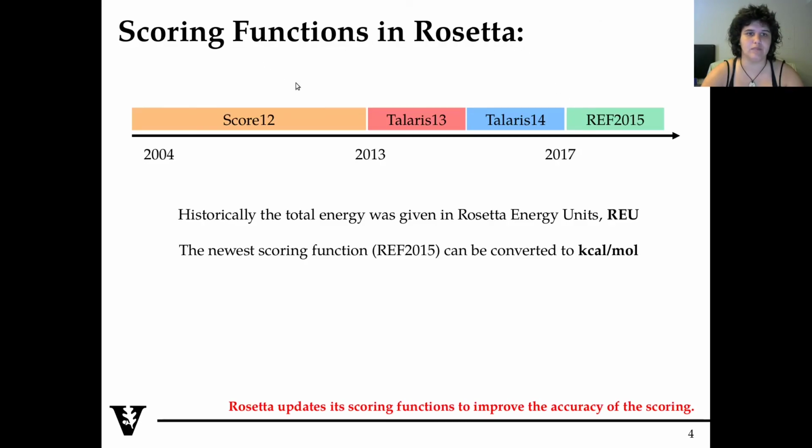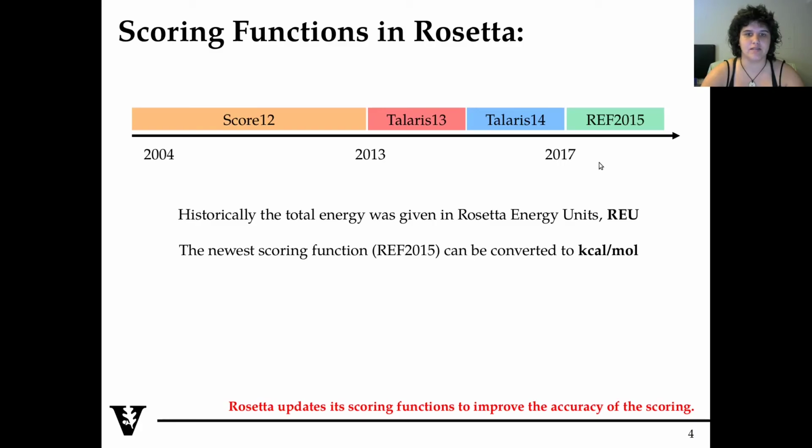Now, before going deeper into the scoring function, I want to give a little description of the history in the Rosetta community. If you find some older papers, you may find reference to score 12 as the scoring function. Then we had Talaris 13, Talaris 14, and nowadays we are using reference 15. So the Rosetta community is updating the scoring function over time in order to describe biological systems more accurately.